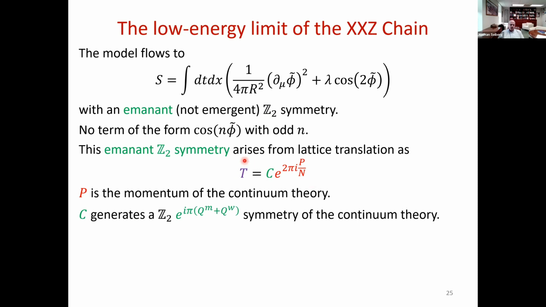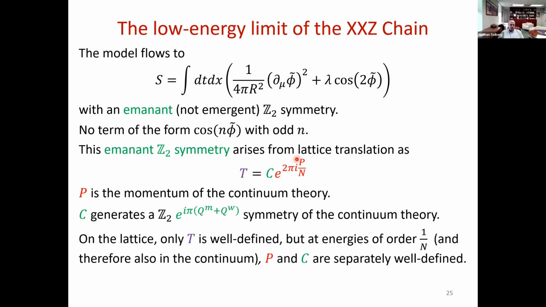T is lattice translation in the UV. P is the momentum of the continuum theory. This C that appears here generates an internal symmetry. In terms of continuum language, it's e to the i pi (Q momentum plus Q winding). So that's a symmetry of the continuum theory. Normally, we would say, oh, it's an emergent symmetry because it's not there microscopically. But in fact, this symmetry is exact. It's exact because it emanates from lattice translation. So again, the same words as before.